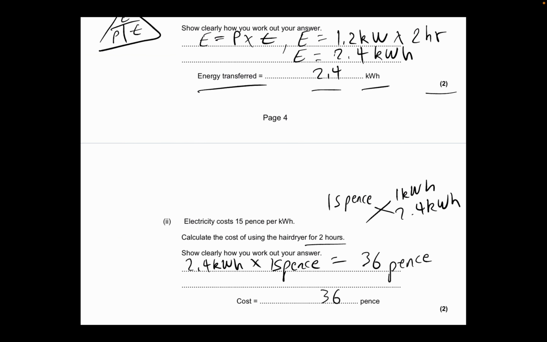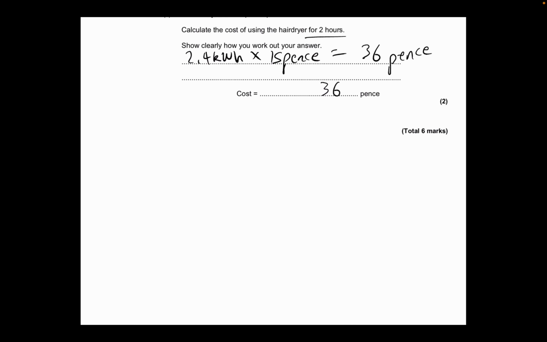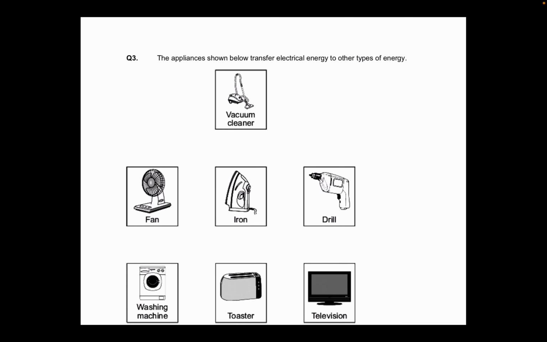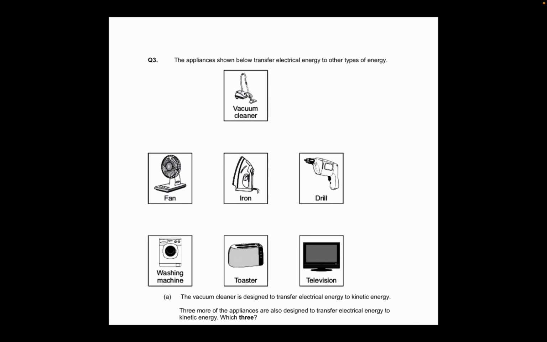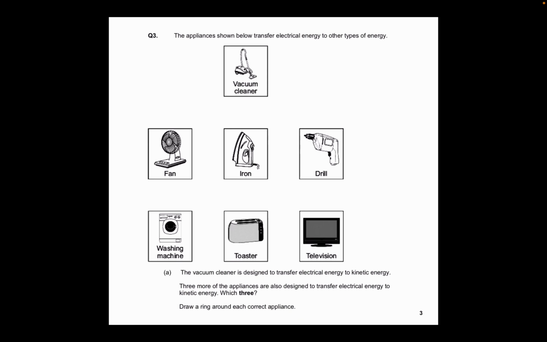This is more likely a ratio type question, so you guys can do this. Let's move on. Total marks will be 6 marks. Let's move on to the next question. Now the next question shows us, I'm going to just zoom in a little bit so that you guys can see that the appliances shown below transfer electric energy to other types of energy. This is a vacuum cleaner, there's a fan, iron, drill, washing machine, toaster, television.